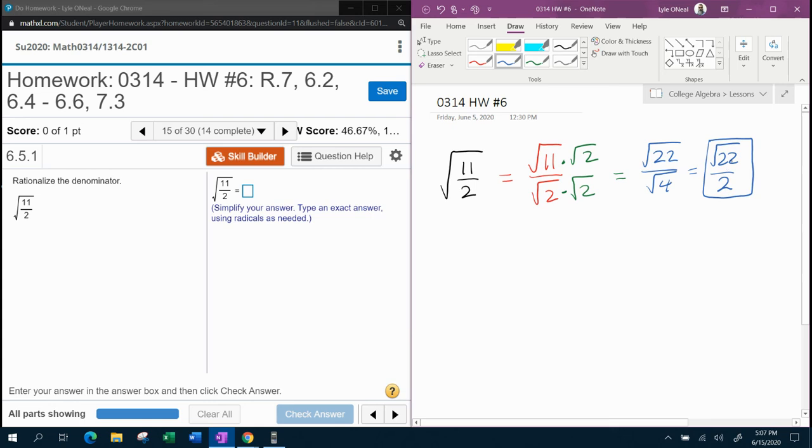And you cannot reduce the 22 and 2 because the 22 has a square root and the 2 doesn't. And so those cannot legally be reduced, okay?